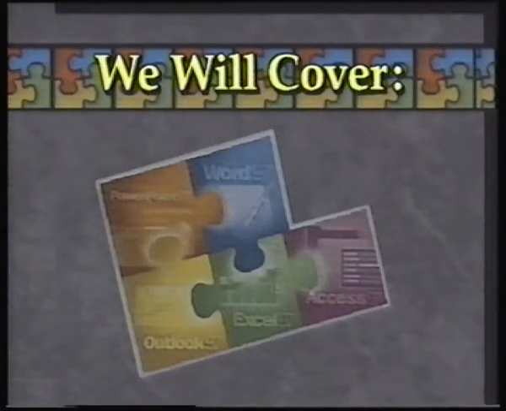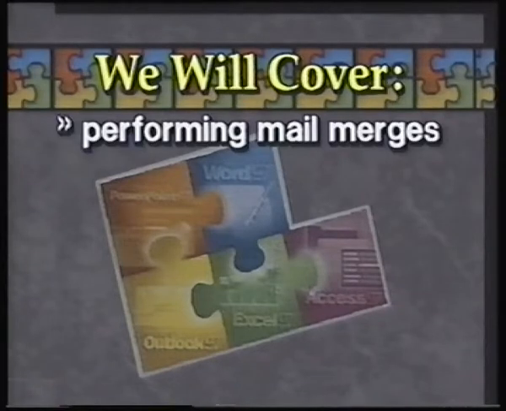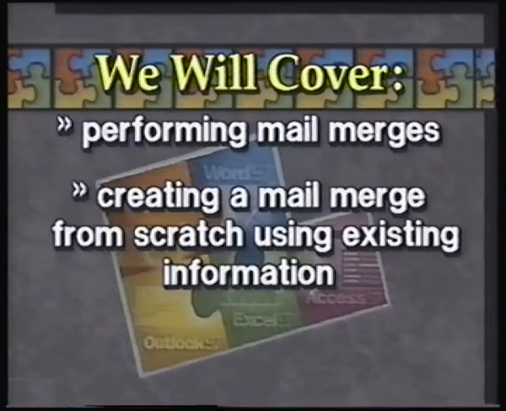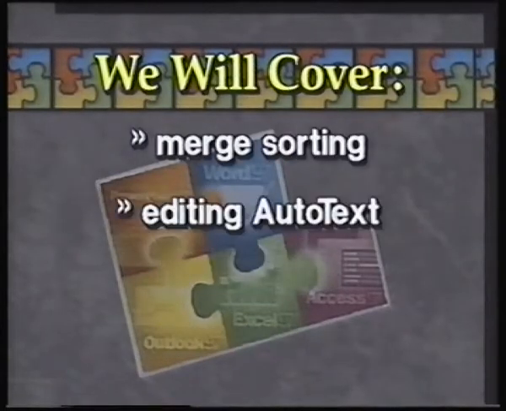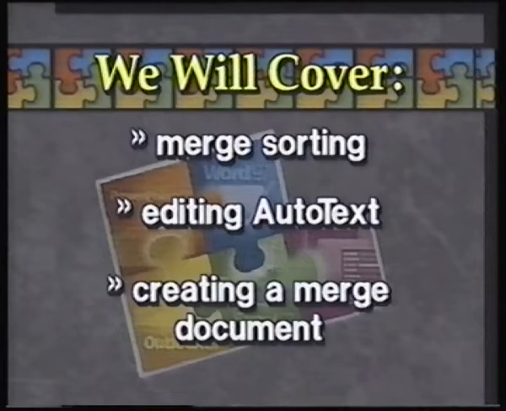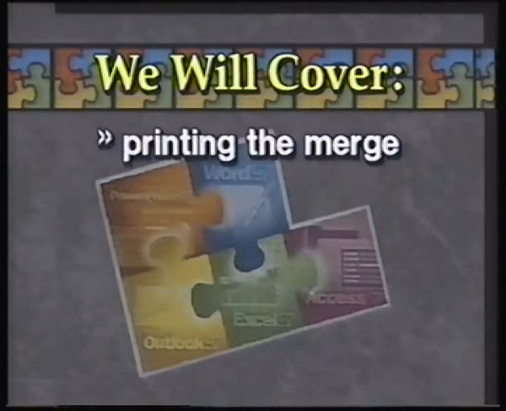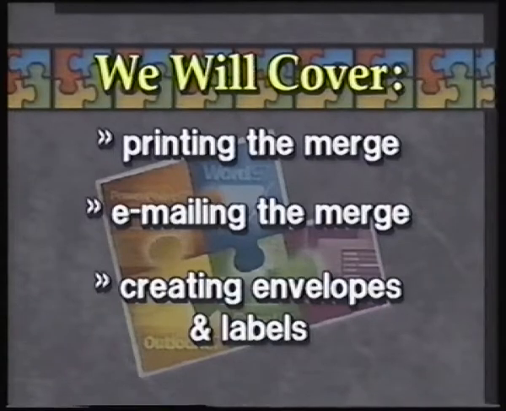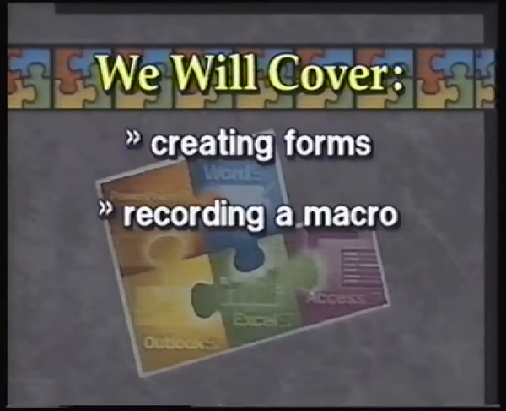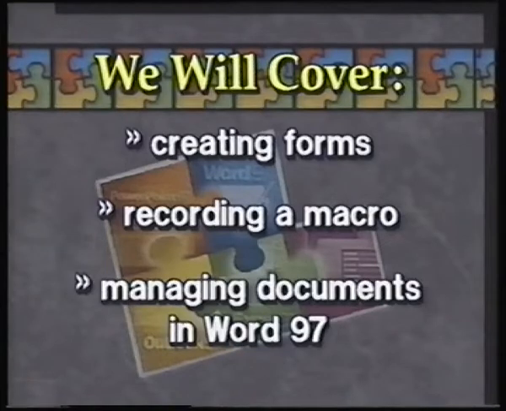In this tutorial, we will focus strongly on performing a mail merge. We will create a mail merge from scratch using an existing data source. Add a new field to the source, sort the merge, edit AutoText, then create a merge document. Print the merge and email the merge. We'll create envelopes and labels, create forms, record a macro, and learn how to manage documents in Word 97.